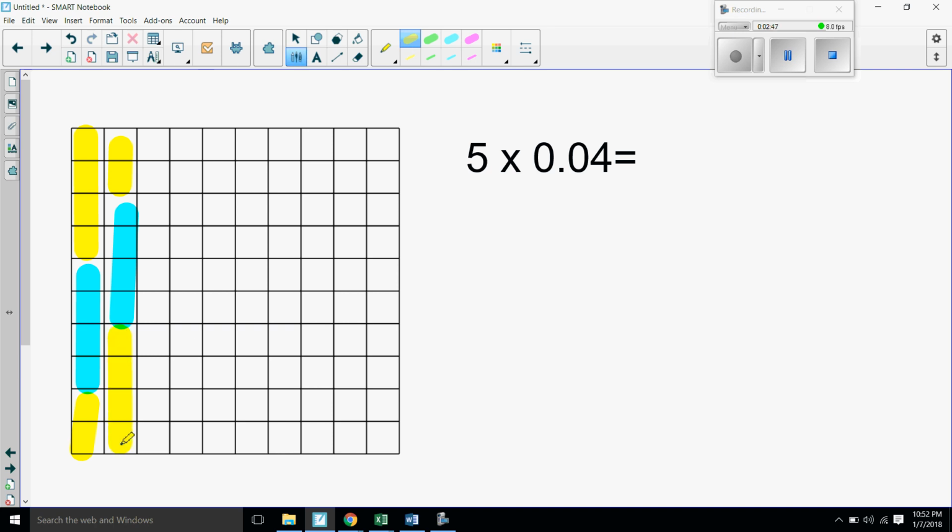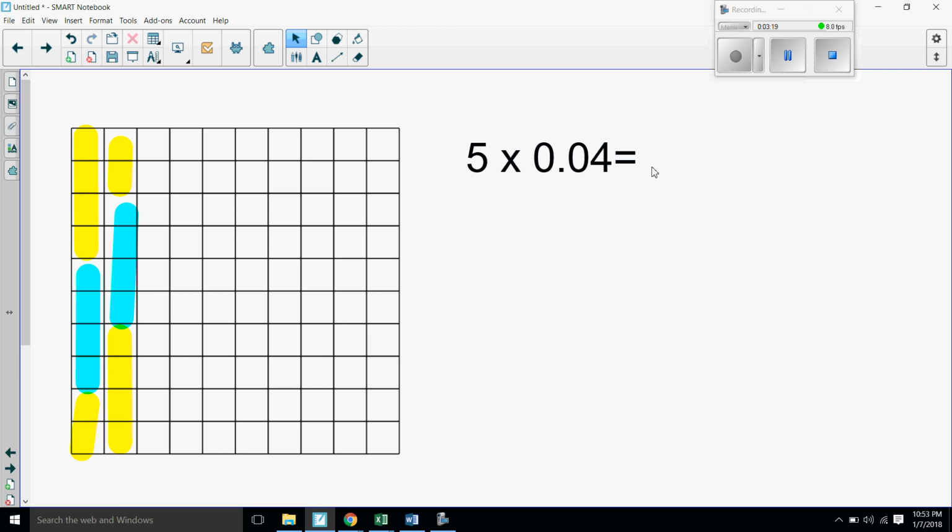And then when you're done, you look at it and say, what's my answer? All you have to do is count every block that is shaded. This yellow is the first 4, and the blue is the second 4, then the yellow again is the third 4, and this blue is the fourth 4, and this last yellow is the fifth 4. There you go. There's the 4 hundredths 5 times, and you would say, that's 20 hundredths.